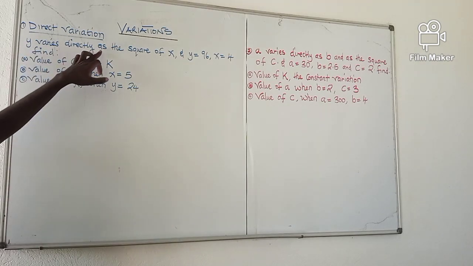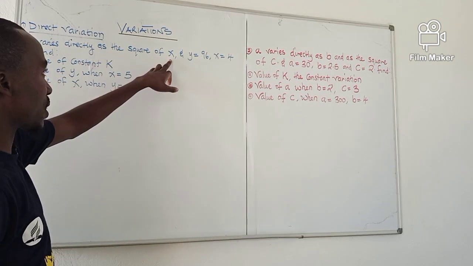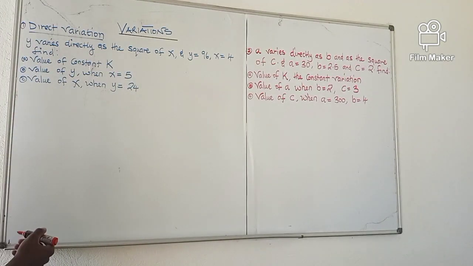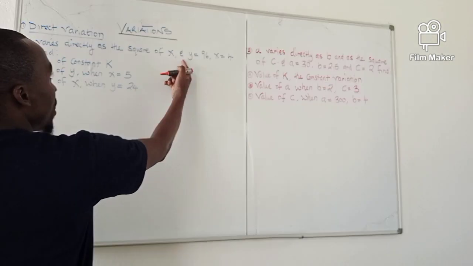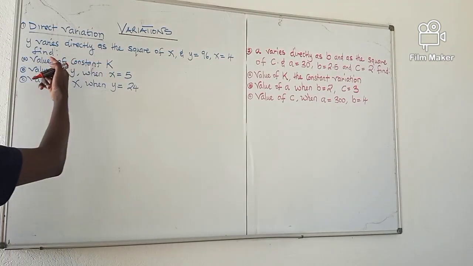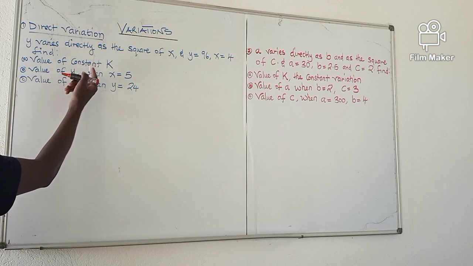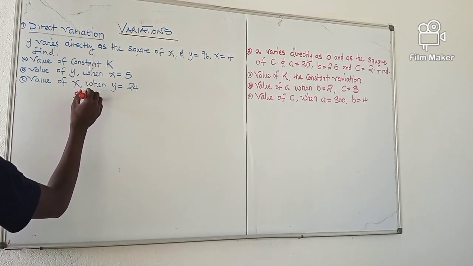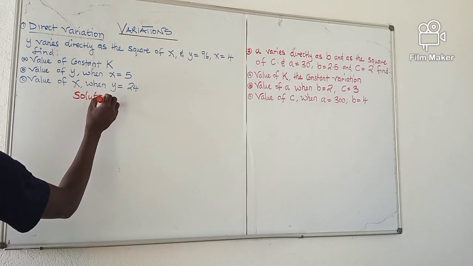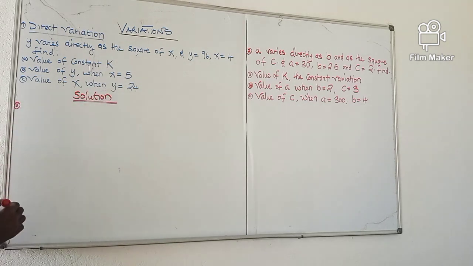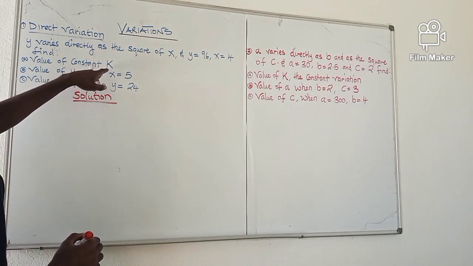y varies directly as the square of x. And y is equal to 96 when x is equal to 4. Find the value of the constant k. So we say, solution. They want us to find the constant k.